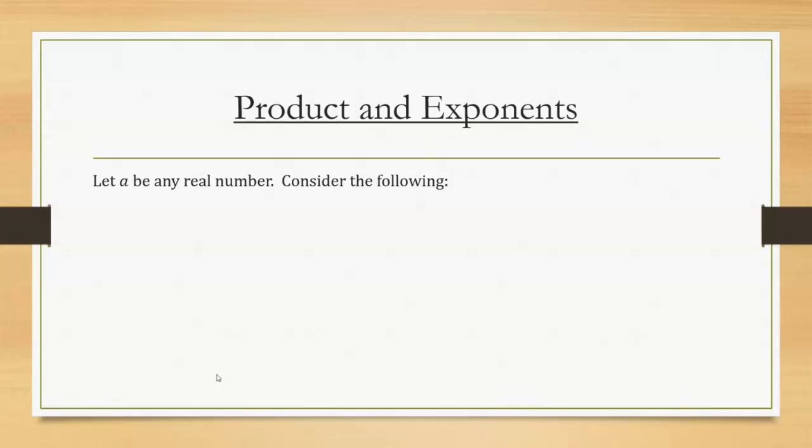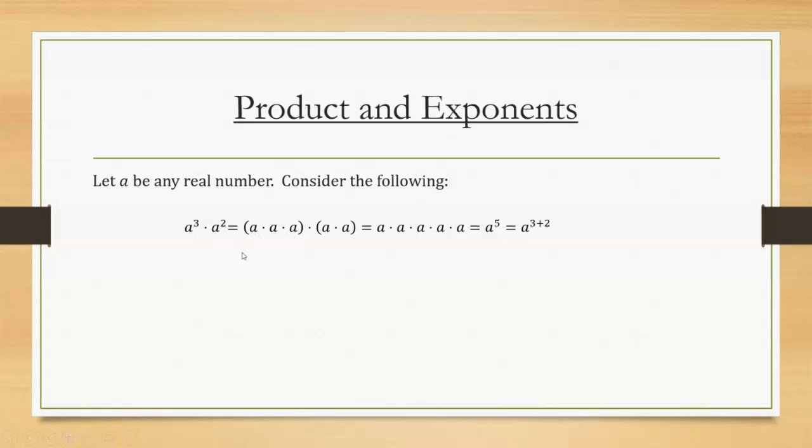So let's suppose we have a real number. Well, let's consider this. So if you have a to the 3rd, I don't know what a is, but it doesn't matter. And you have a squared. Let's say we want to multiply these. Well, a to the third we know is this, in parentheses, a times a times a.